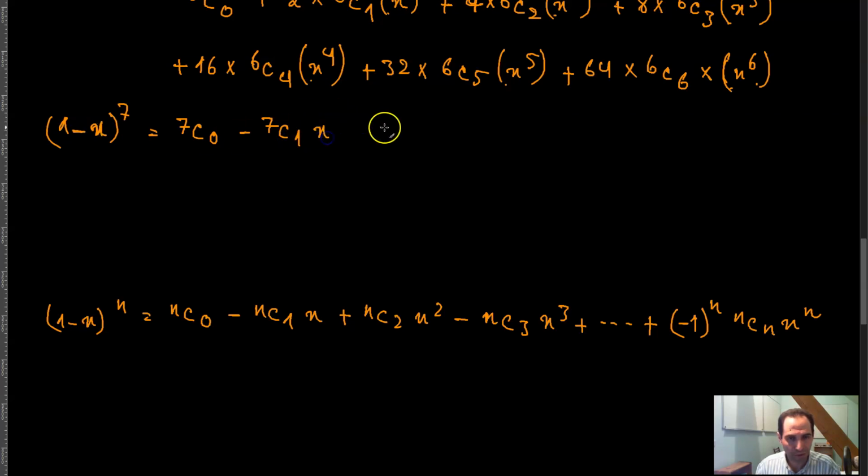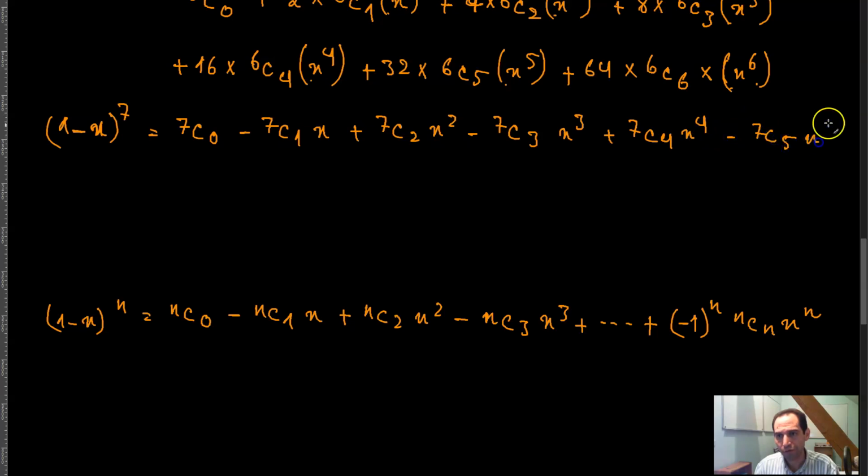7 combination 1 x raised to the power 1 plus 7 combination 2 x raised to the power 2 minus 7 combination 3 x raised to the power 3 plus 7 combination 4 x raised to the power 4 minus 7 combination 5 x raised to the power 5 plus 7 combination 6 x raised to the power 6 minus 7 combination 7 x raised to the power 7. So you have alternating positive and negative signs.